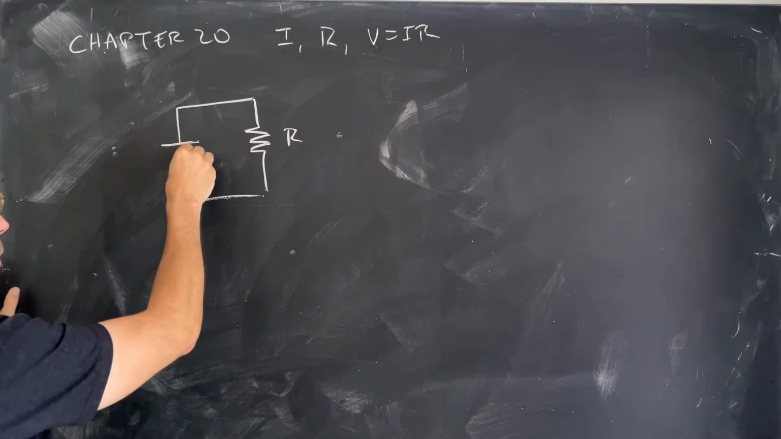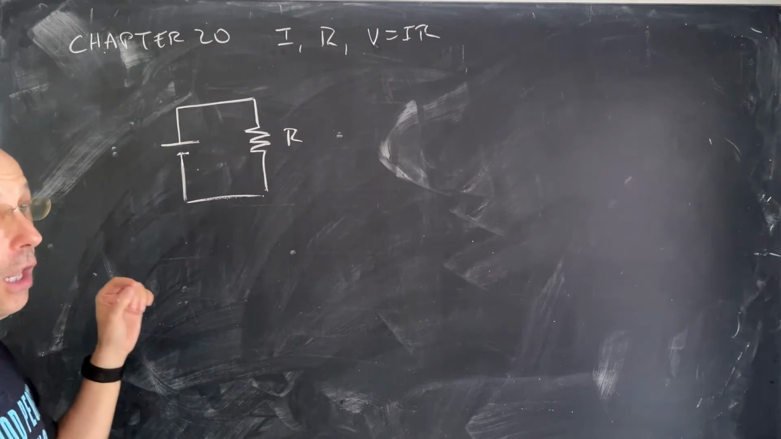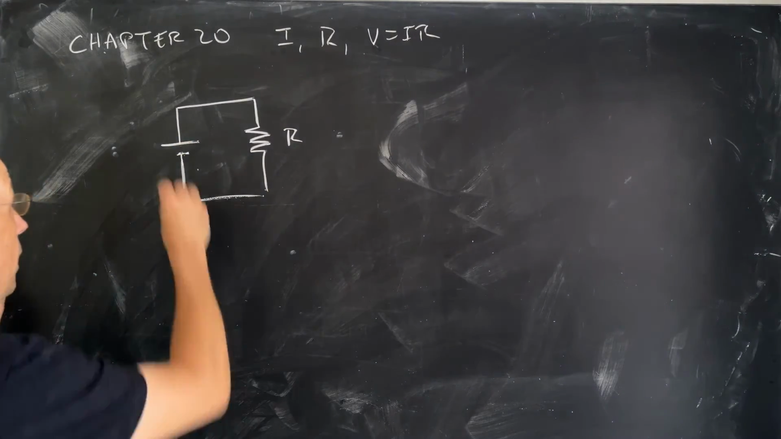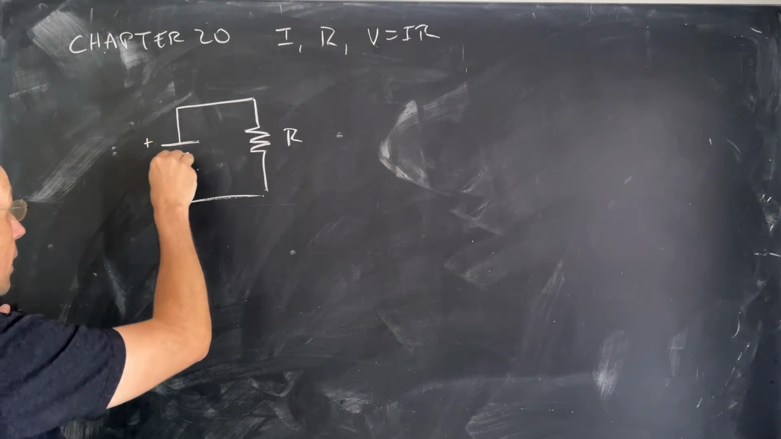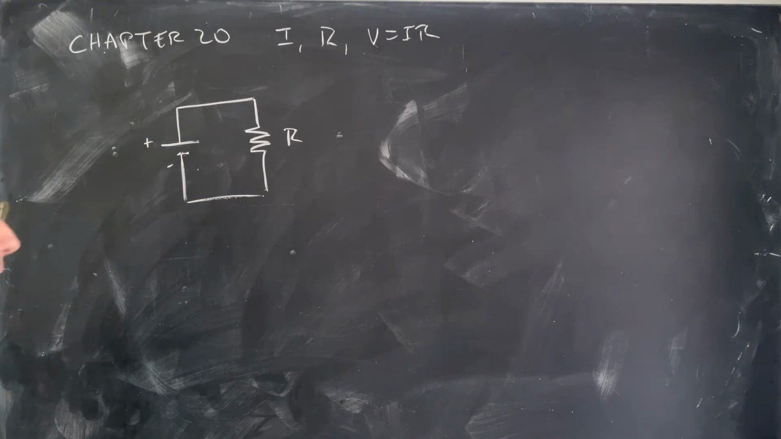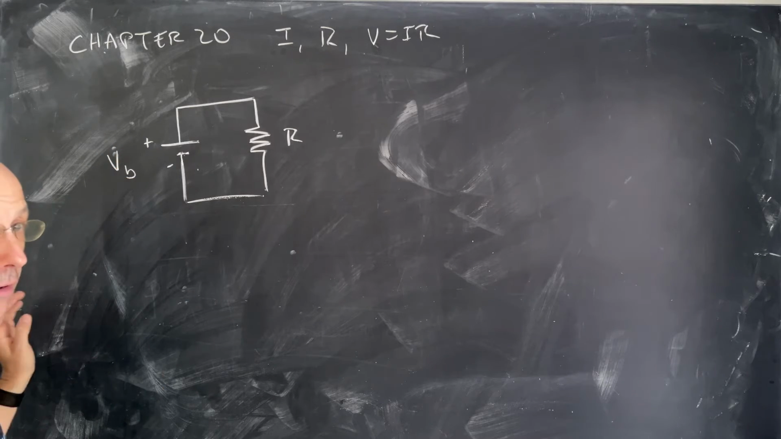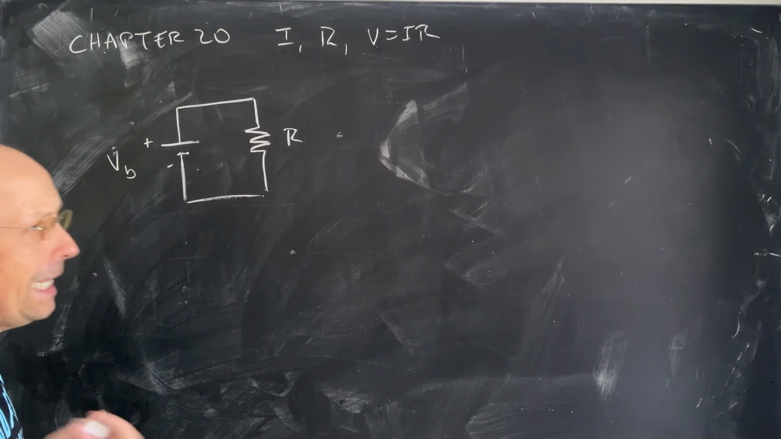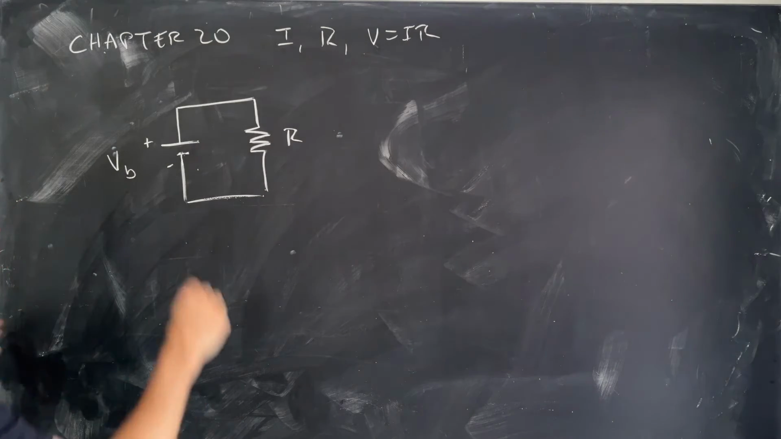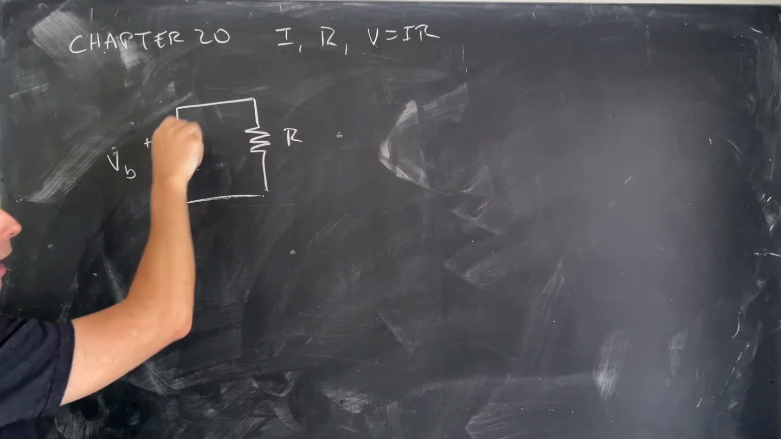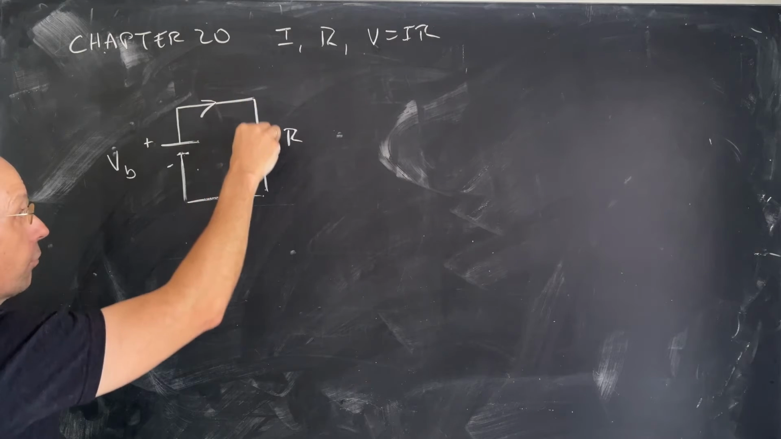So for the battery, we draw them as a long side and a short side. The long side is positive and the short side is negative. That's just our convention. And I'm going to call this VB for the voltage across the battery. Some places call it an EMF. That's fine too. So the conventional current I will come out of the positive side and go through here.